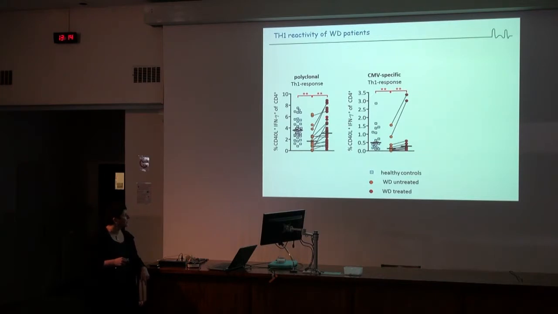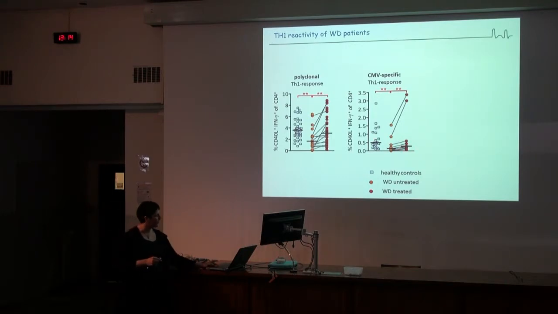What we see is that when we look at the polyclonal Th1 response against SEB, only the untreated Whipple's disease patients show a reduced reactivity, and upon treatment the general Th1 reactivity returns to the normal level of healthy controls. And again, also when we look at the specific, in this case again the cytomegalovirus-specific Th1 response, the untreated Whipple's disease patients show a reduction of the immune response against the agent, but after treatment the response turns to a normal response.